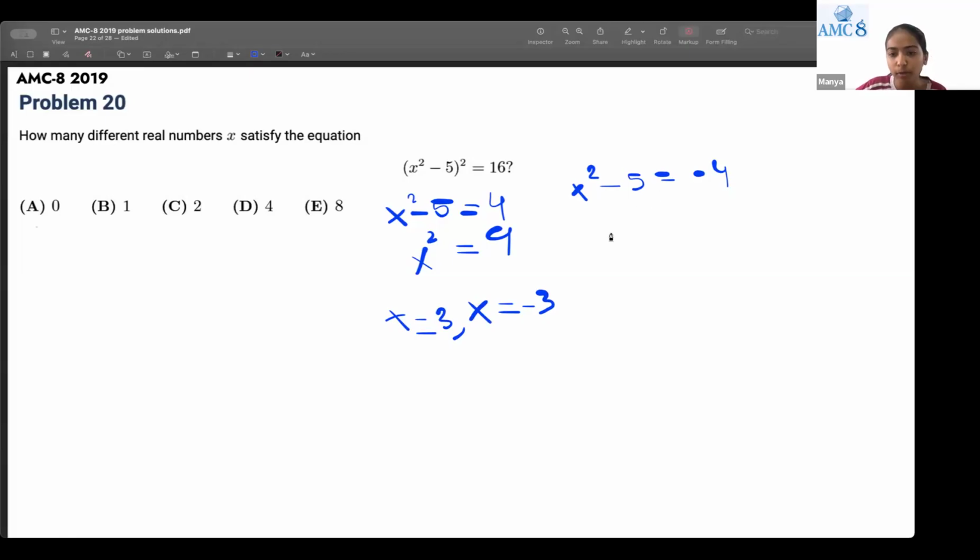And so we can add 5 on both sides, so x squared is negative 4 plus 5, which is equal to 1. So x squared is equal to 1, x is equal to 1, and x can also be equal to negative 1. So there's 4 possible solutions for this equation. x equals 3, x equals negative 3, x equals 1, and x equals negative 1. And so that's how we got our answer choice D. There's 4 possible solutions for this equation.